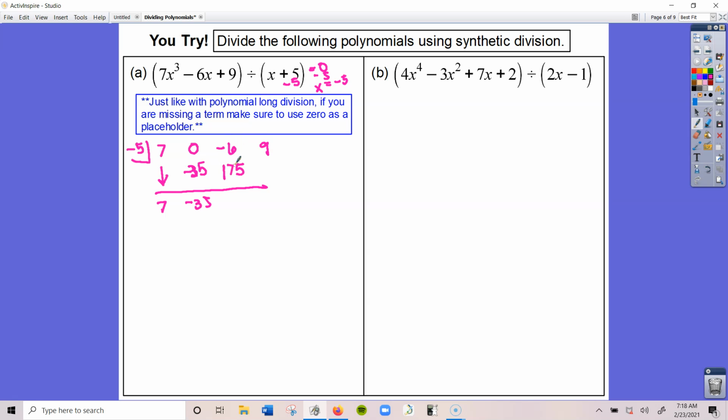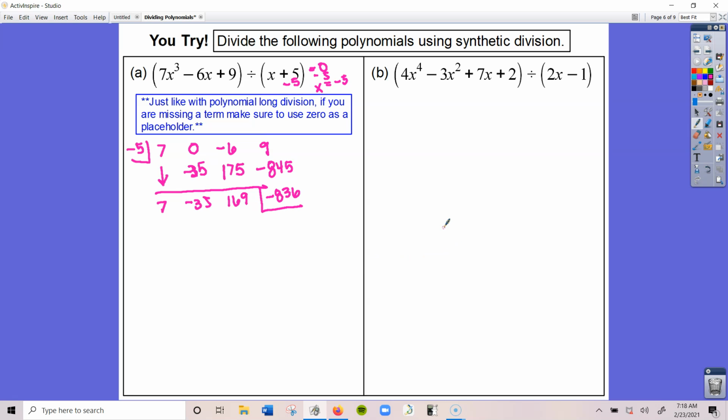Negative 6 plus 175 is 169. 169 times negative 5 is negative 845. And 9 minus 845 is negative 836. So this is my remainder.